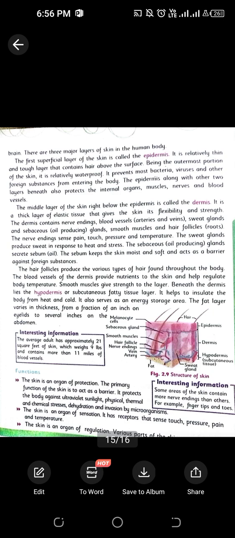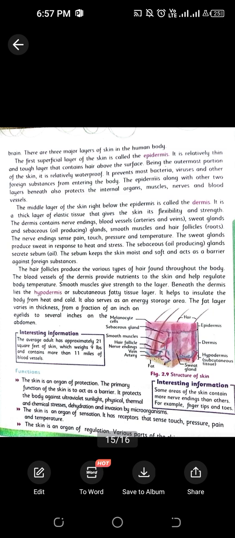Then beneath the dermis, we have the hypodermis or subcutaneous fatty tissue layer. It helps to insulate the body from heat and cold. The function of the skin is to protect our body from bacteria, viruses, and other foreign substances. The primary function of the skin is to act as a barrier, basically to protect. Okay? And the skin is an organ of sensation.